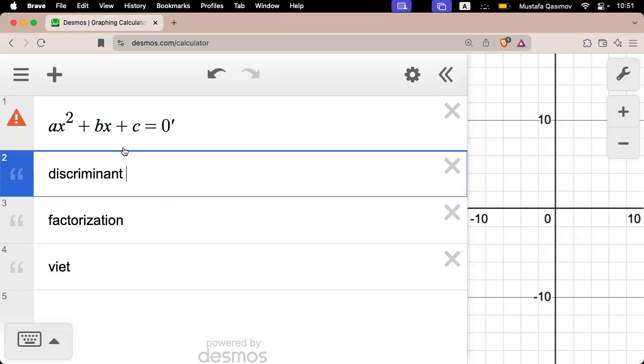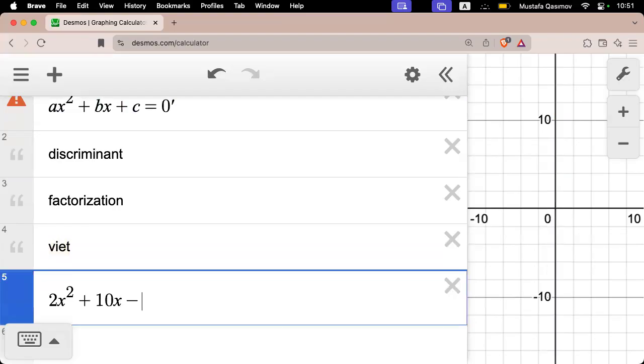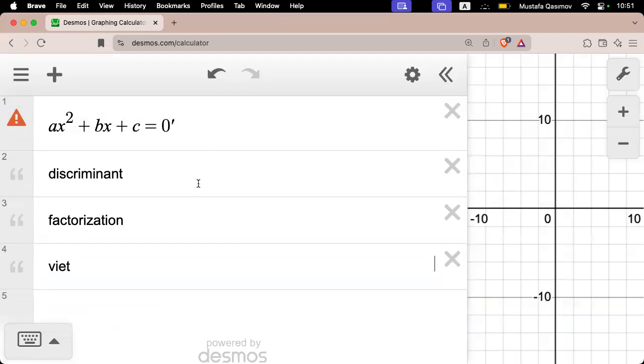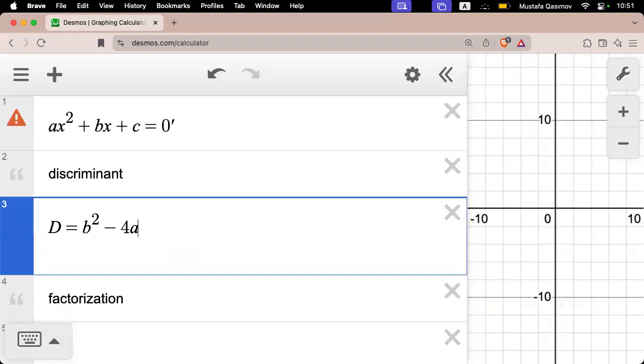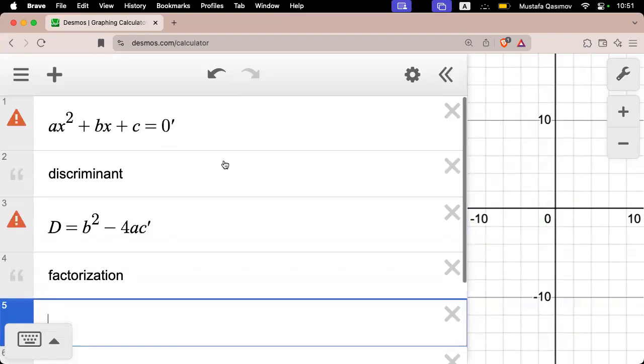Most of the time we need to write it just in decimals like that. 2x squared plus 10x minus 20. Let's say we will get this solution. But sometimes we need to use discriminant. Discriminant is equal to b squared minus 4ac. Okay, and from here we have two solutions.